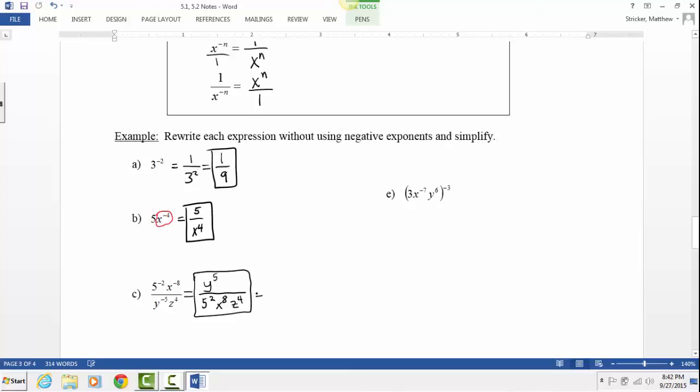Well, I guess the only other thing we could do there is 5 squared, of course, is 25, 5 times 5. So I could rewrite this as y to the 5th over 25, x to the 8th, z to the 4th.